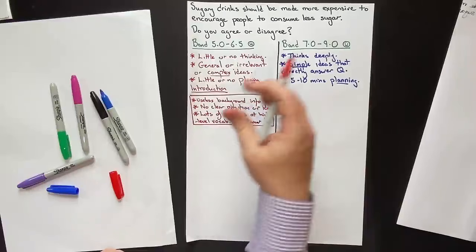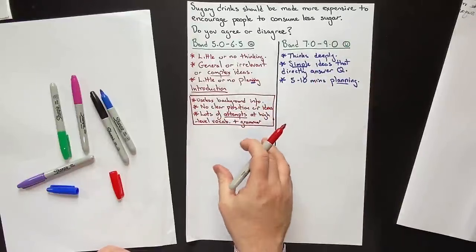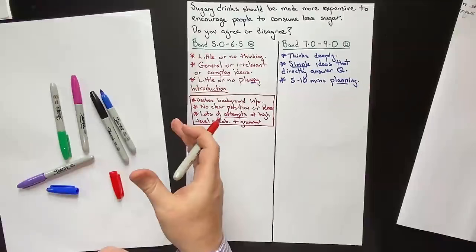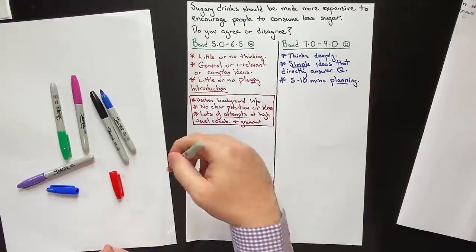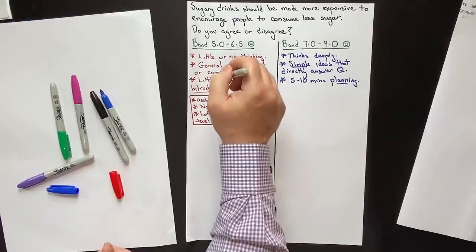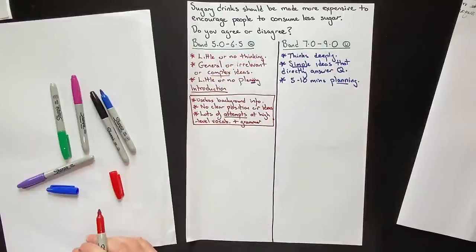In order to get a high score, the vocabulary and the grammar that you use should be accurate and it should be appropriate. Memorizing phrases and big fancy words lowers your score. It does not increase your score.